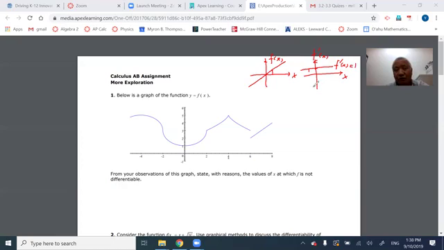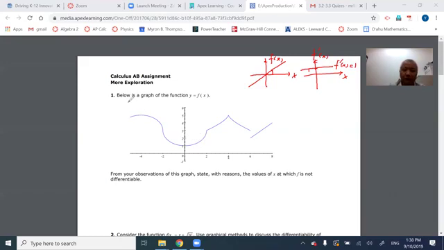So the relationship between the original function and the derivative function: the derivative function is the slope of the original function's graph, okay? That's the basic thing. So we're going to go over some of the questions here, so you can see how to apply those things: continuity, differentiability, derivatives, and the graph of the original function and the graph of the derivative function, okay?